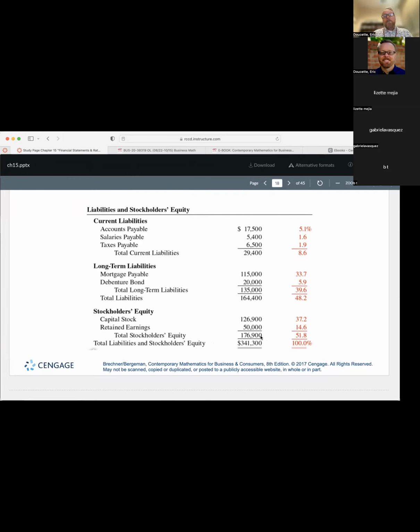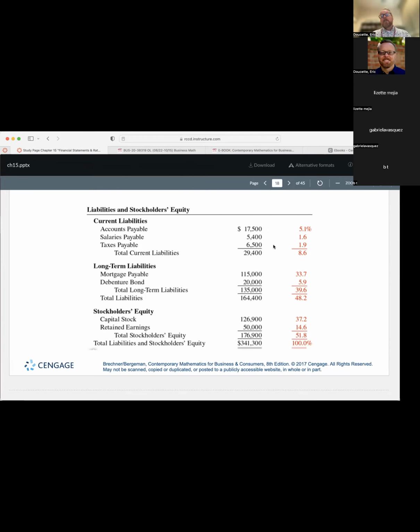Now, that doesn't mean you couldn't take it off of just your liabilities. So for instance, where the 164.4 is, you might say, I don't really care about the stockholders' equity, I just want to find out the percentage of each of my liabilities to my total liabilities. Then you would make the 164.4 the 100%, and you divide everything by that. But for the purposes of this class, they're pretty much going to ask you just to use the total liabilities and stockholders' equity.